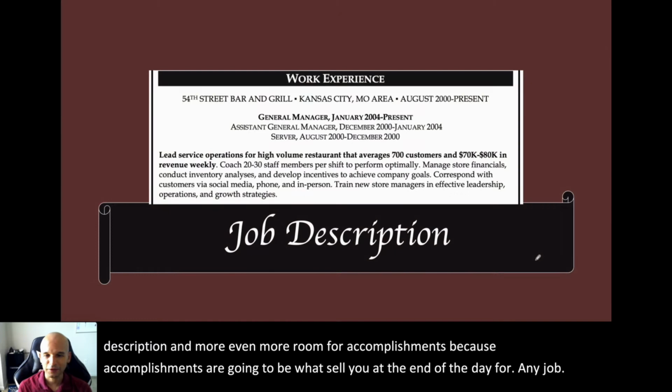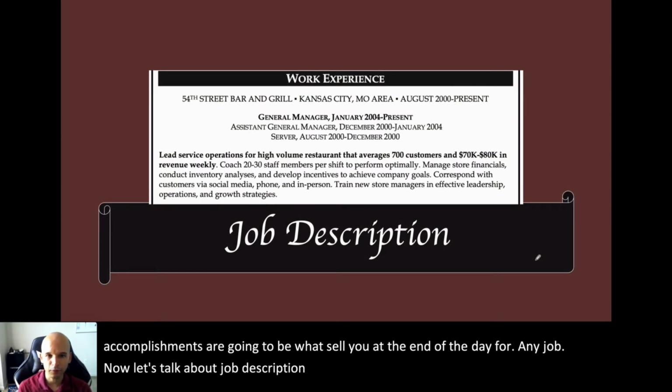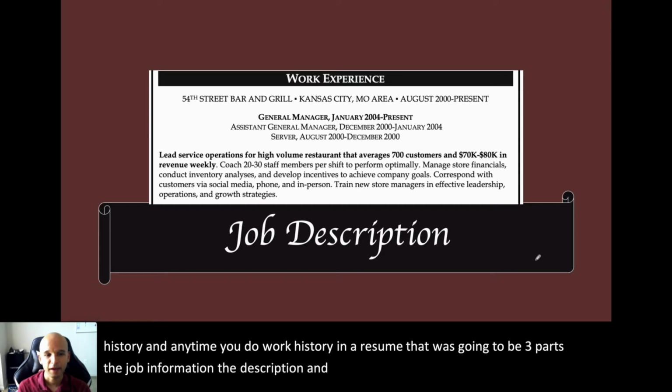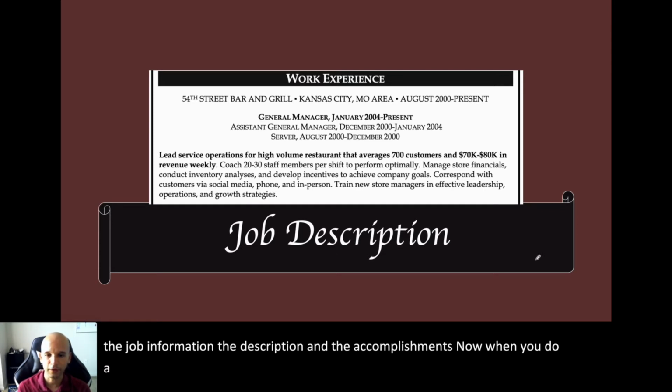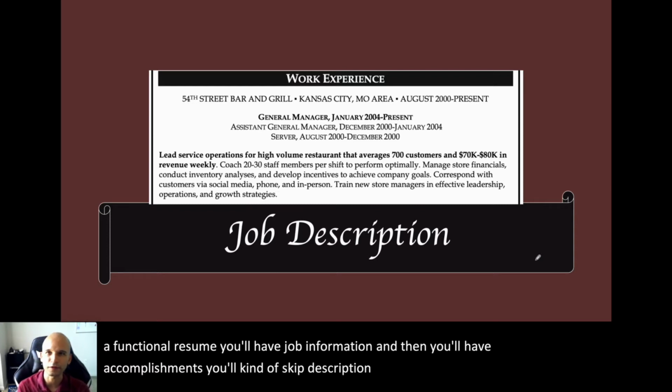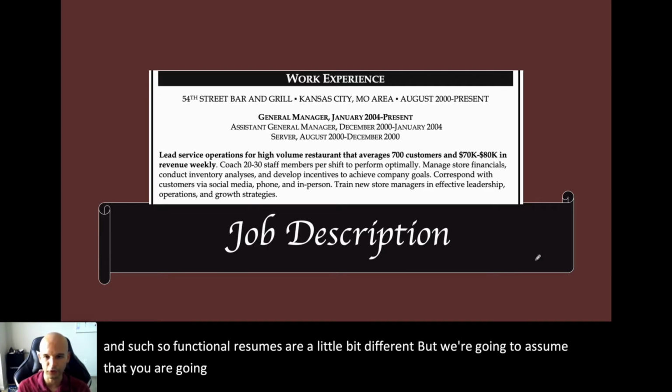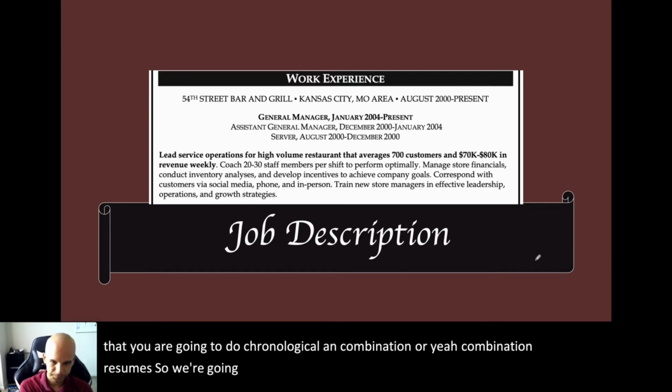Now let's talk about job description. When we look at work history, anytime you do work history in a resume, there's going to be 3 parts: the job information, the description, and the accomplishments. Now, when you do a functional resume, you'll have job information, and then you'll have accomplishments. You'll kind of skip description, and you'll just have skills and such. So functional resumes are a little bit different, but we're going to assume that you all are going to do chronological and combination resumes. So we're going to stick to that format.